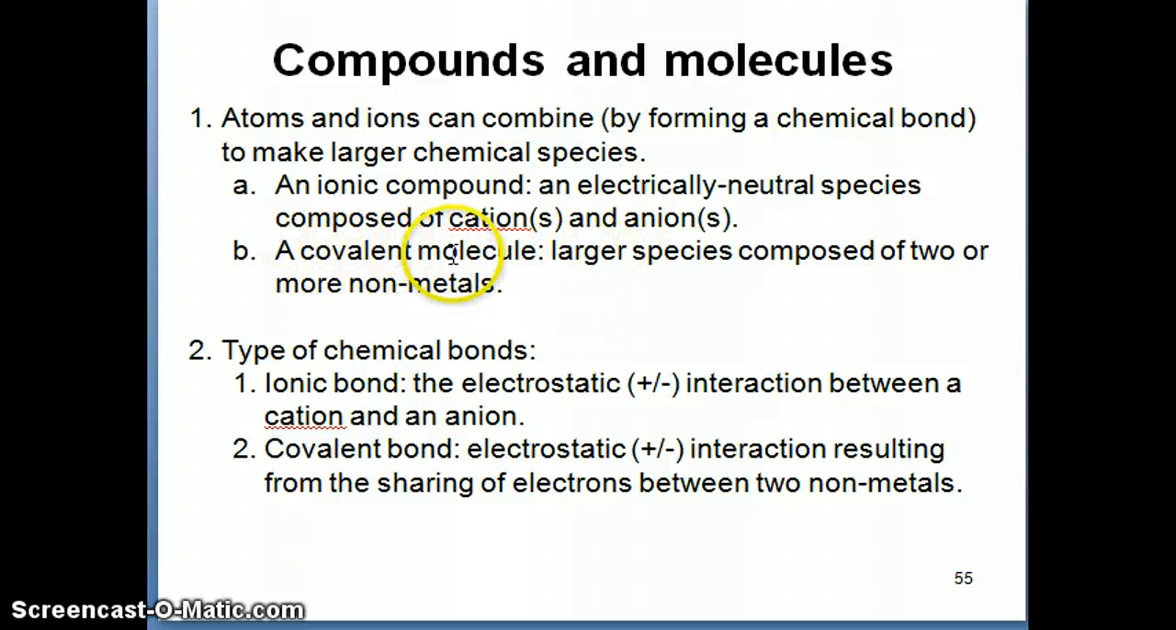Now a covalent molecule, on the other hand, is a larger chemical species that is composed of two or more nonmetals. And again, remember I mentioned earlier, nonmetals are located on the right side of the periodic table, and we'll show that location when we talk about the periodic table.